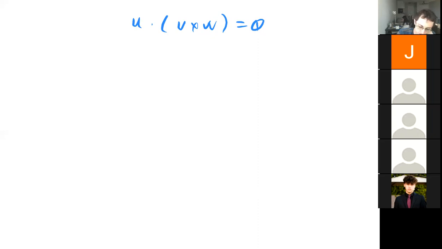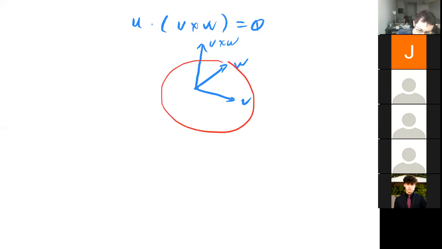Okay, let me help you out. So let's draw a picture. If we have V here and W here, then their cross product is up here, okay? So this is V times W. And so what does it mean if U is orthogonal to those two? That means that U lies somewhere in this plane that is spanned by V and W, okay?